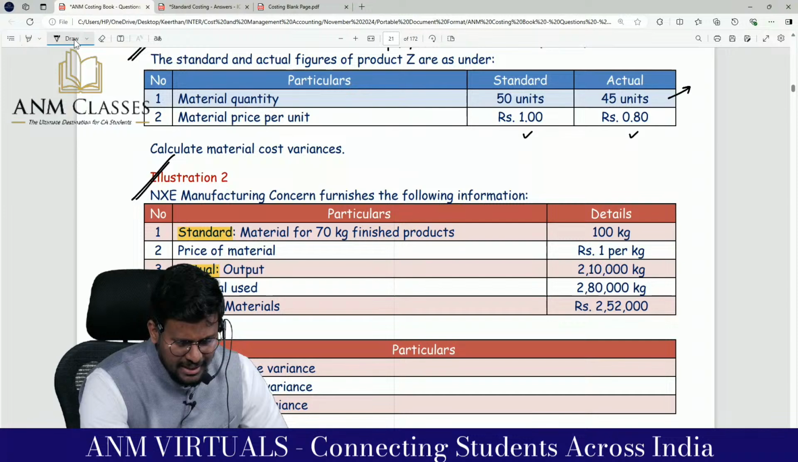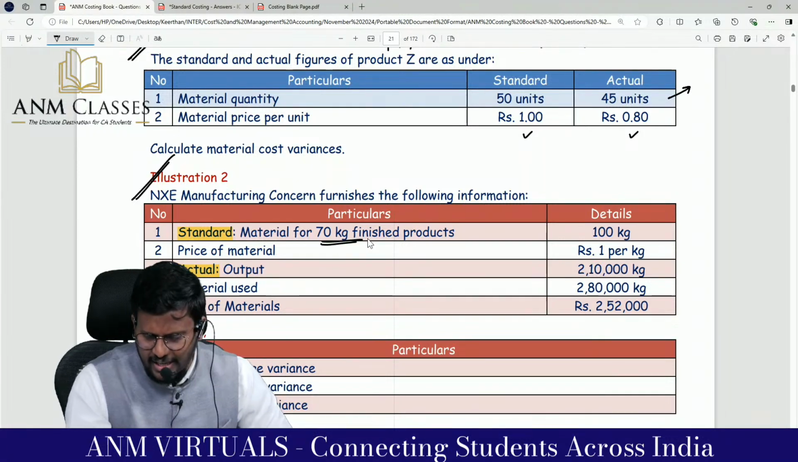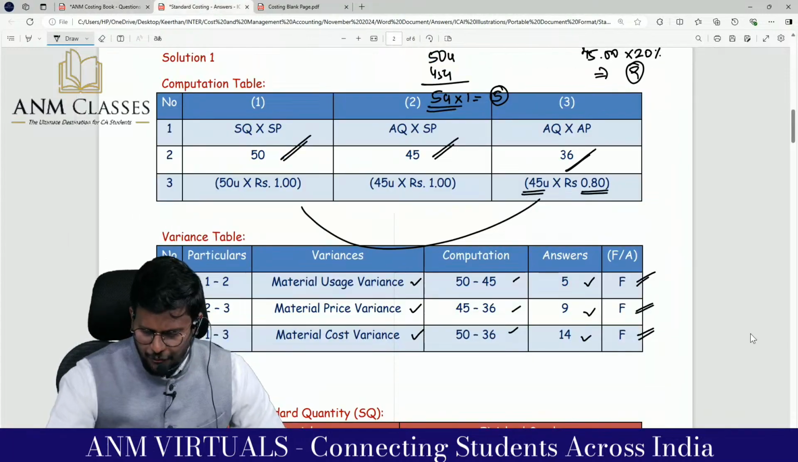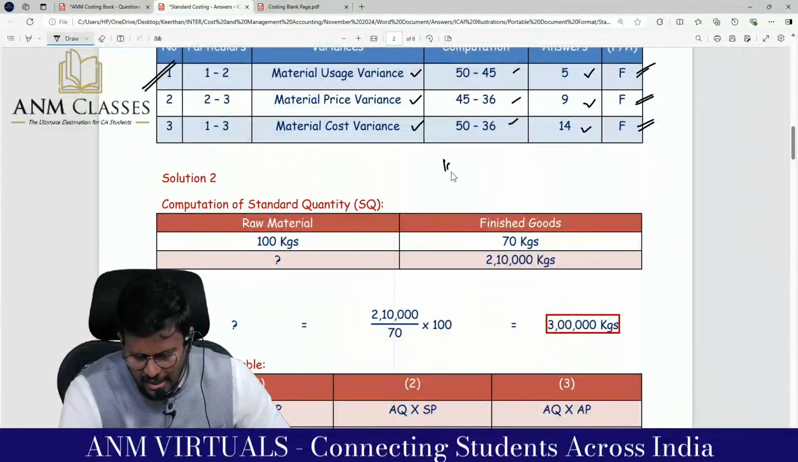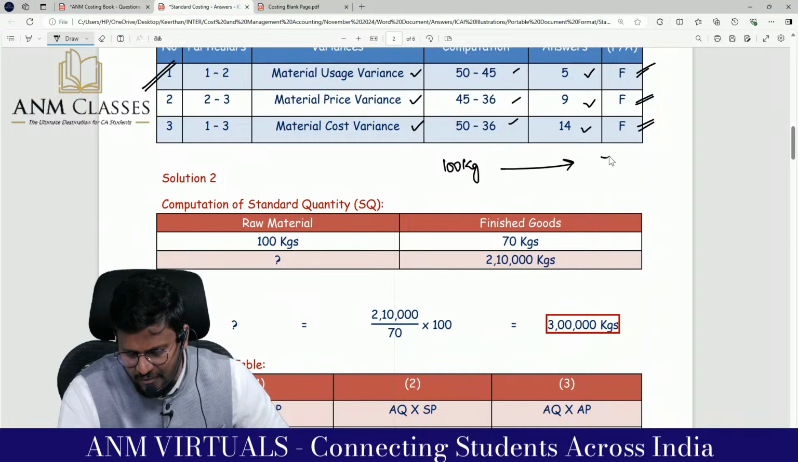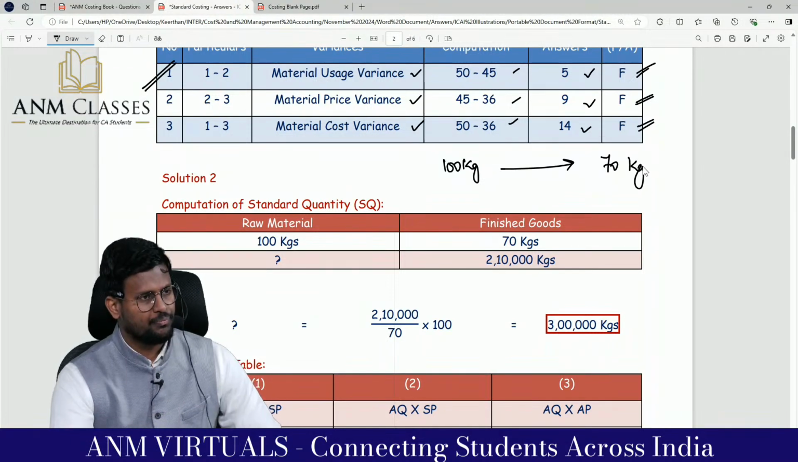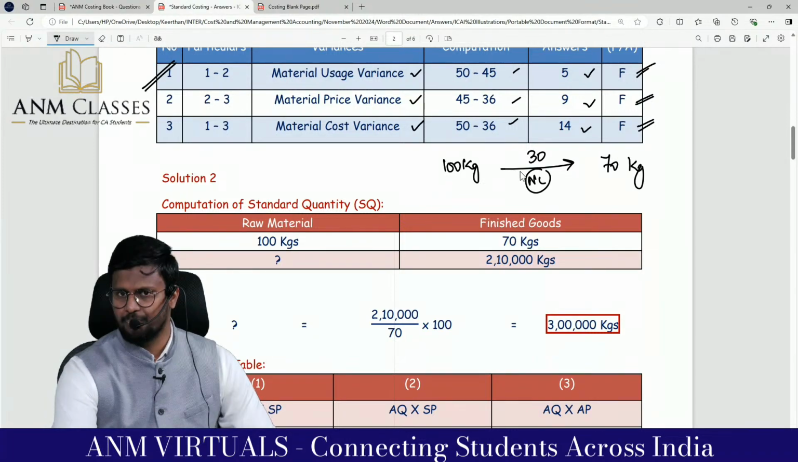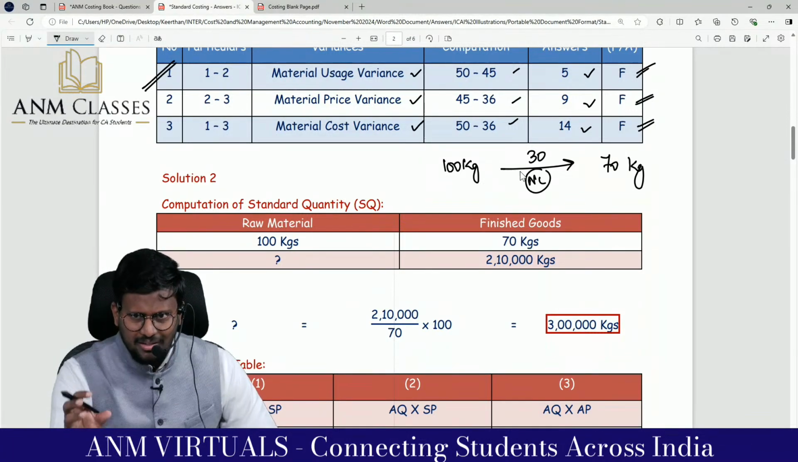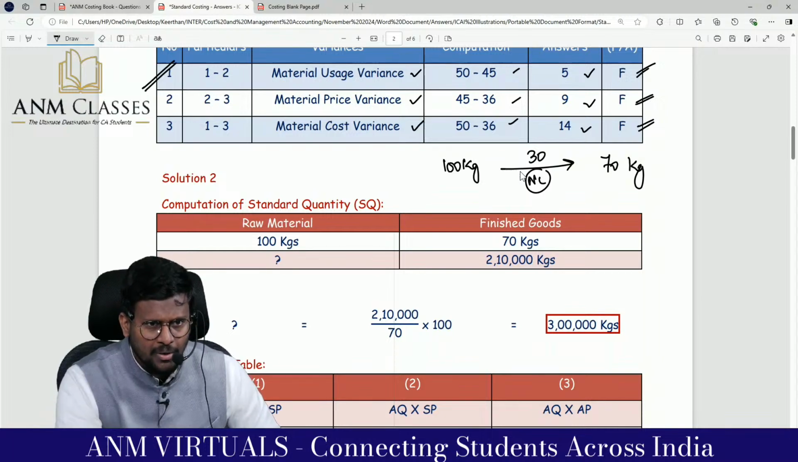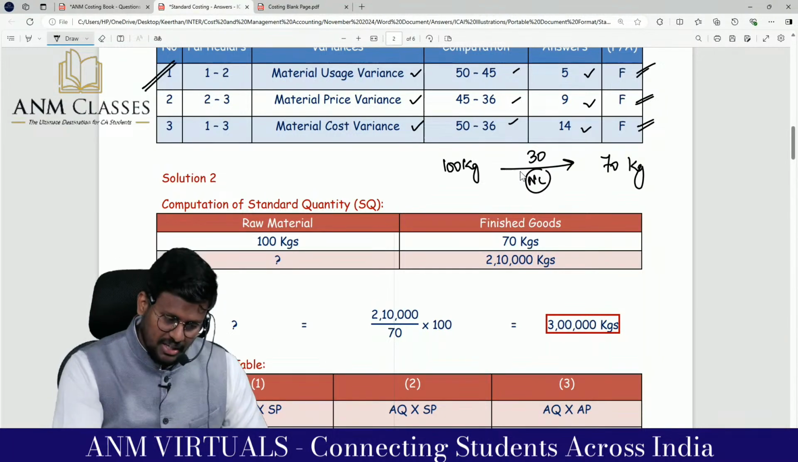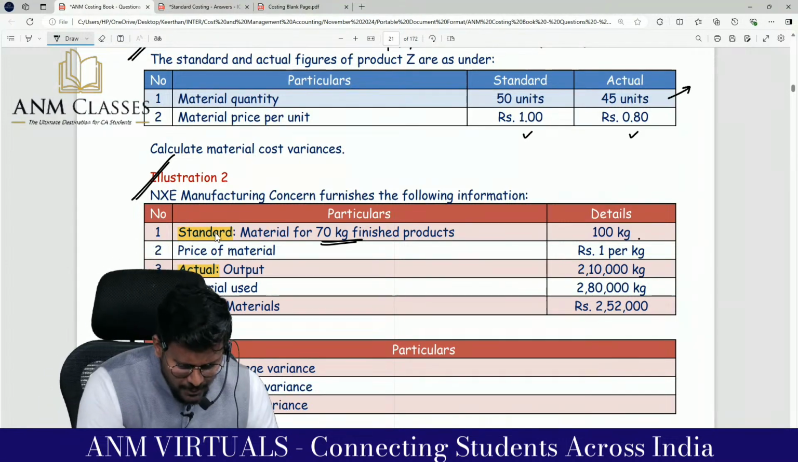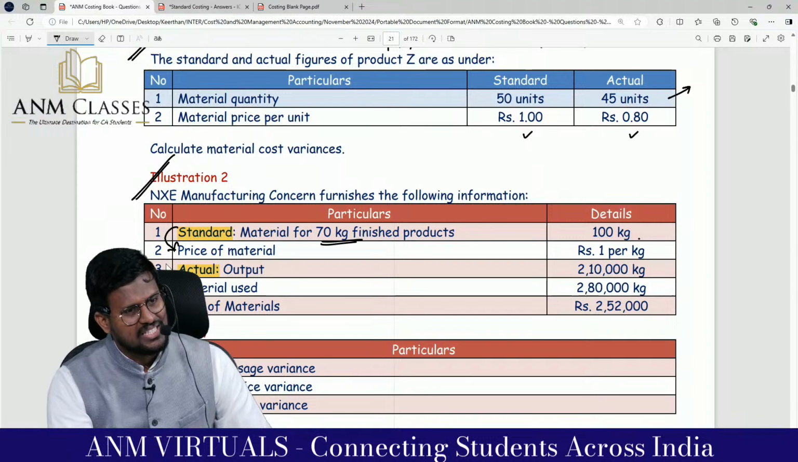Standard material for 70 kg of goods. That means if you put 100 kg, you will get 70 kg as output. That means 30 kg is the normal loss. If you put 100 kg, 30 kg will be wastage. Output will be 70 kg. Right. Price of material, since it has been given below standard, that means it is the standard price.